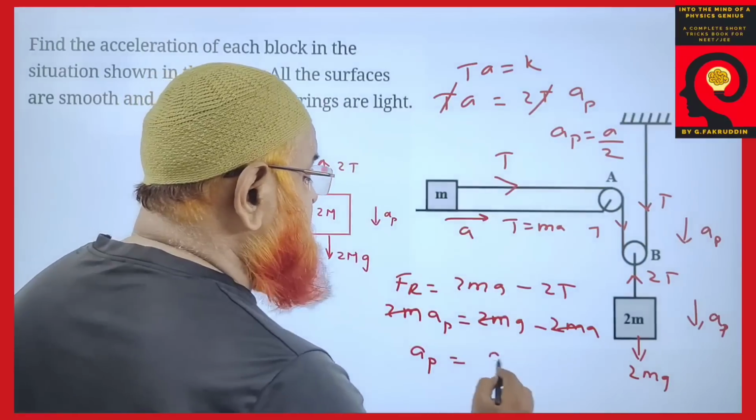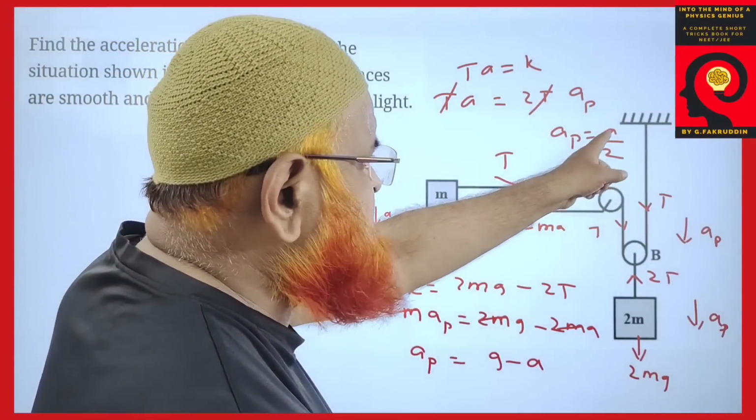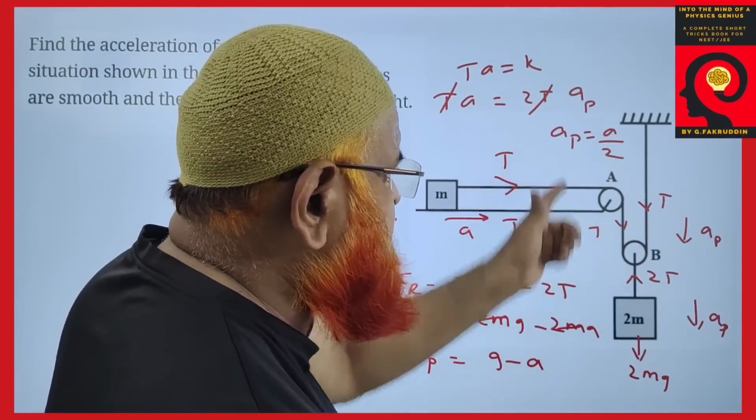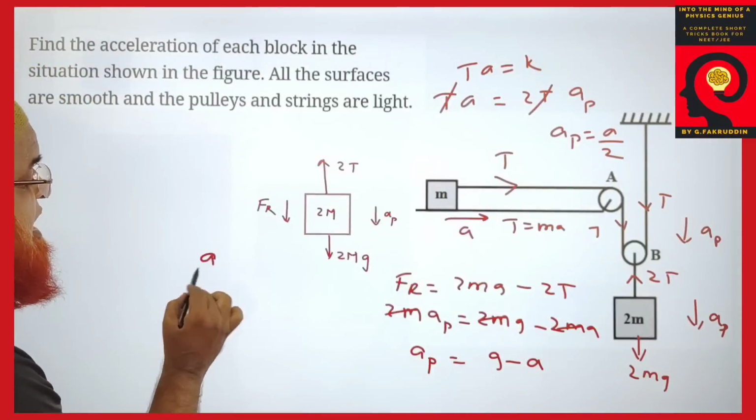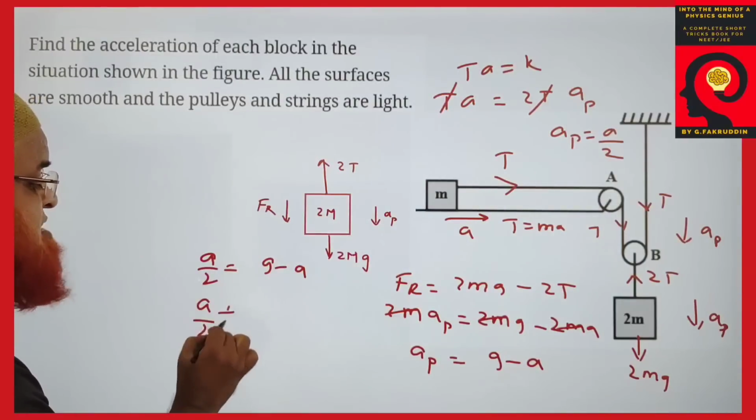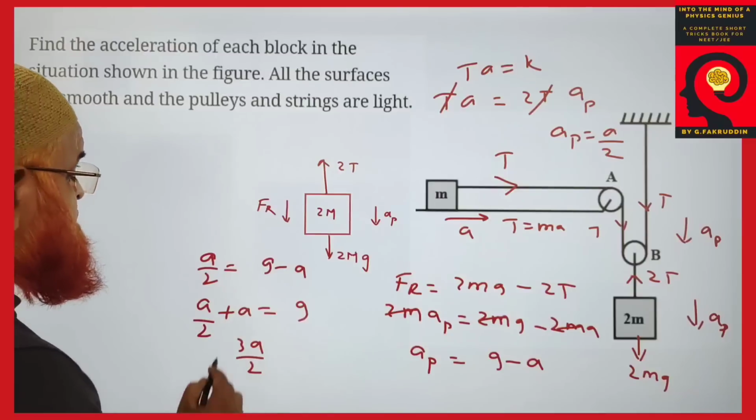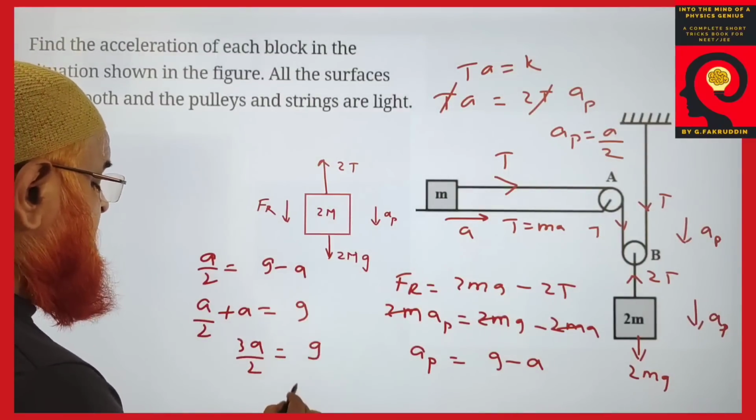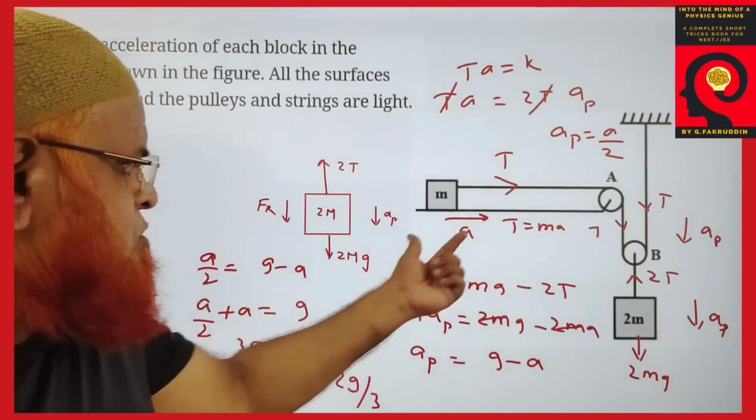Acceleration of the pulley is nothing but g minus a here, okay? And you know, acceleration of the pulley is nothing but acceleration of the block by 2. So we can write here, acceleration of the pulley is a by 2, which is equal to g minus a. So a by 2 plus a is equal to g. So 3a by 2 is equal to g. A is equal to 2g by 3, we are getting.